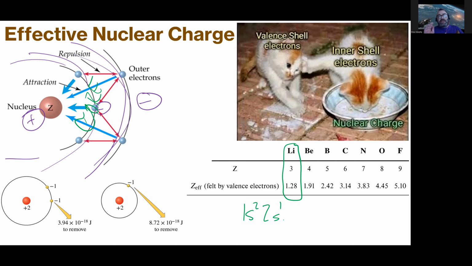This effective nuclear charge controls a lot of the properties of atoms and elements. And so in a little bit, we're going to get into that. We can also call this shielding, right? The inner electrons are acting as a shield, blocking the positive charge from the nucleus from being fully felt by the outer electrons.